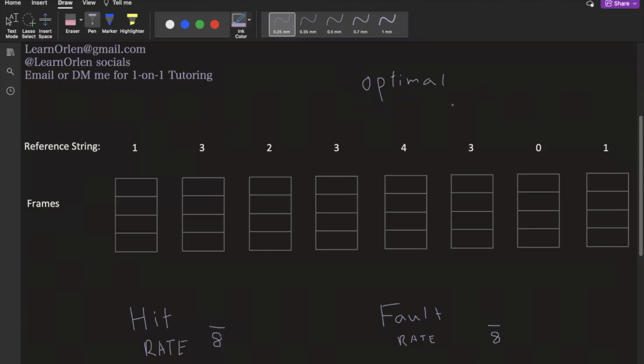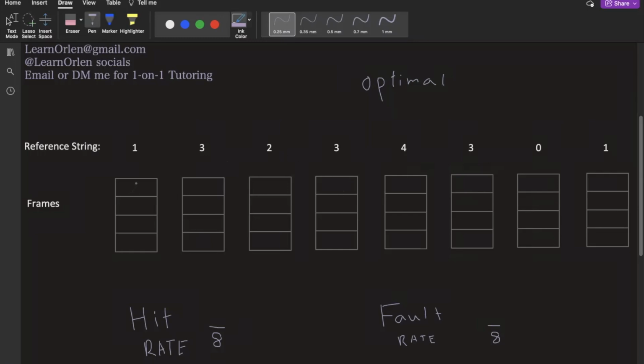Okay, the next algorithm we have is optimal. Optimal is more of a theory of the best way we can handle these page replacement algorithms, and all the other ones are compared to the performance of optimal. We cannot have it handled in real time since it looks ahead to know what would be the best page to replace.